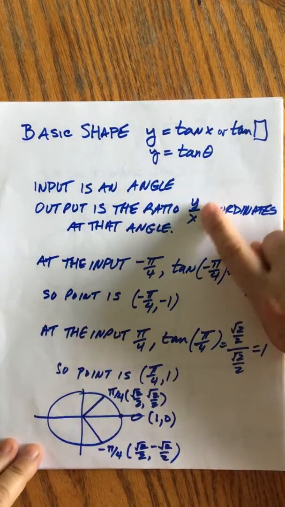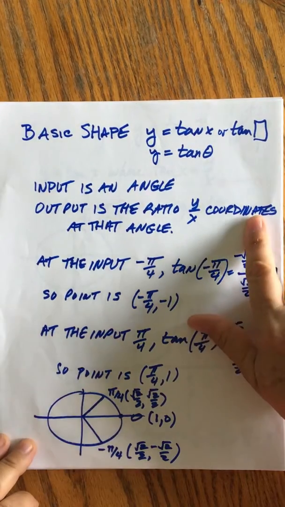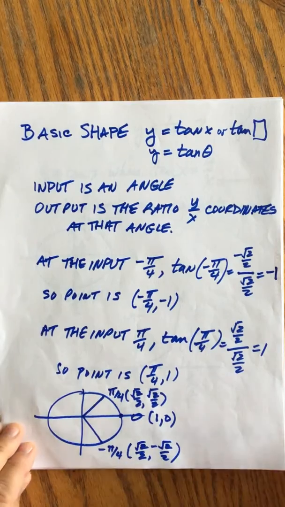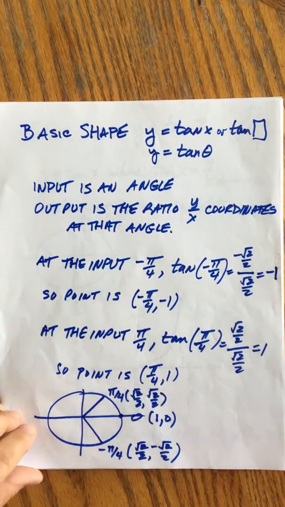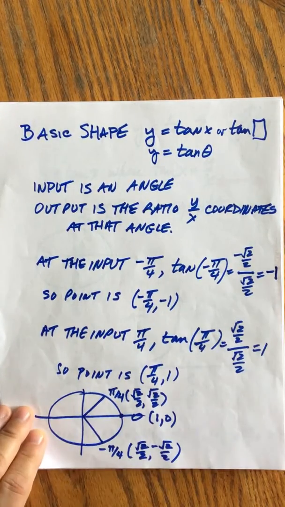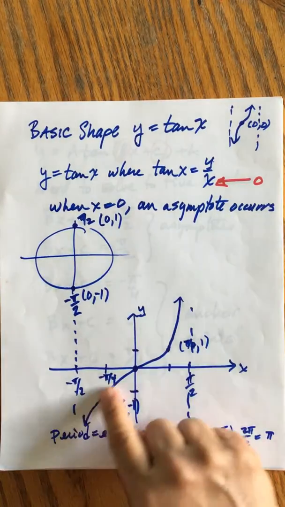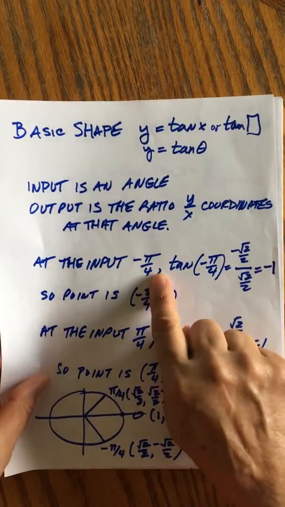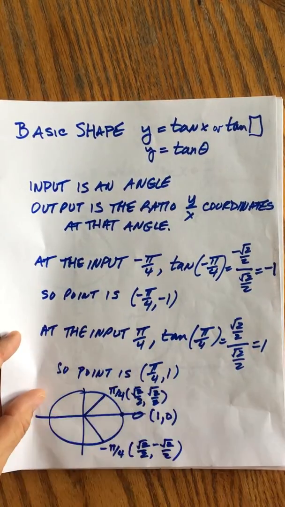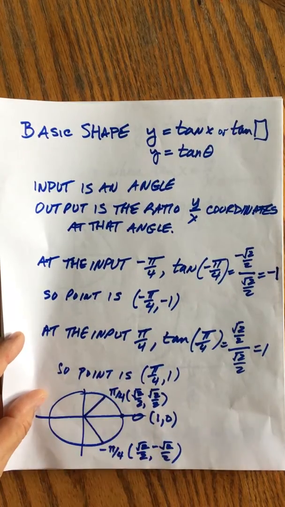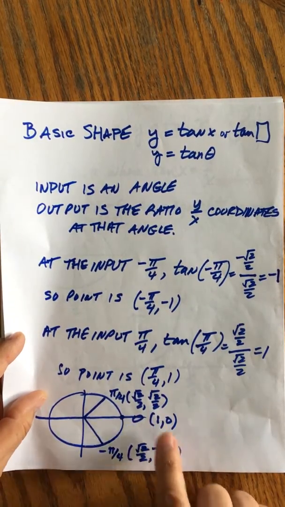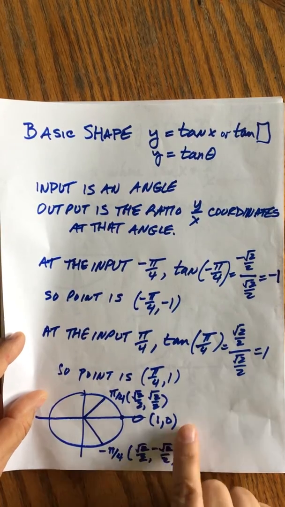In this case, it's the ratio y over x, and you're using the coordinates x and y at that particular angle. That's the input. So if you remember, I use certain anchor points for the basic shape. Your basic shape basically looks like this, right? And so I use negative pi over 4, and then 0, so negative pi over 4, 0, pi over 4. And here's your coordinates, right? So then you're taking y over x each time.